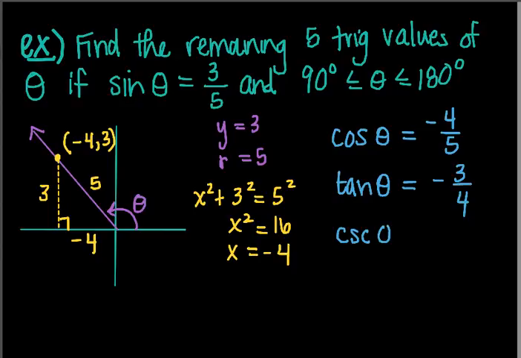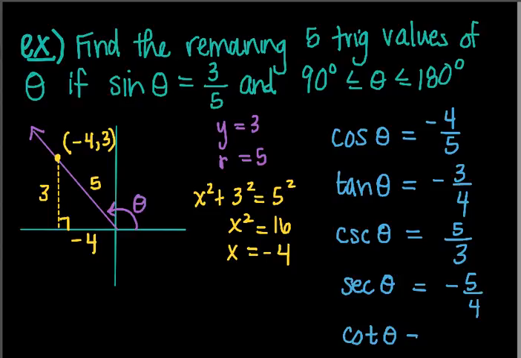Let's flip sine. So that's cosecant is 5/3. Secant then is going to be -5/4. And cotangent, of course, we're just going to flip tangent, which is -4/3. All right, I hope that makes sense. So those are pretty easy, right? It's the same thing that we did, you know, in 6.1 on finding the 6 trig values, except we just put it in a different quadrant. That's it. I want to do one more example.